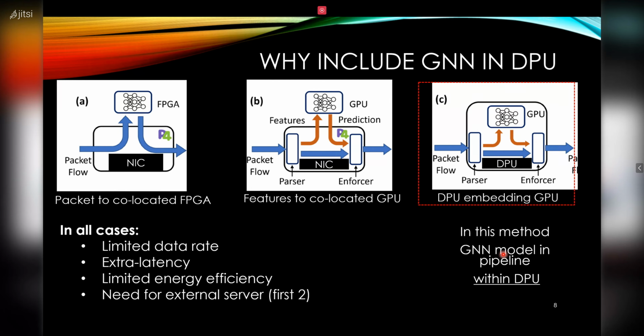Here, in this method, the GNN model is fully implemented inside the DPU, with the full pipeline inside the DPU. In these cases, the data rate is limited because they have a PCI Express connection to the GPU. Here we also have a PCI Express bottleneck, and also the same here.